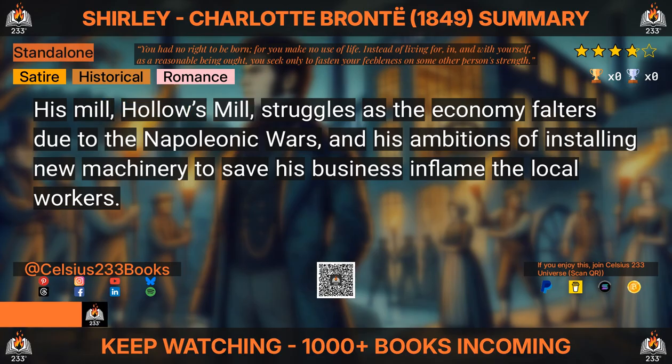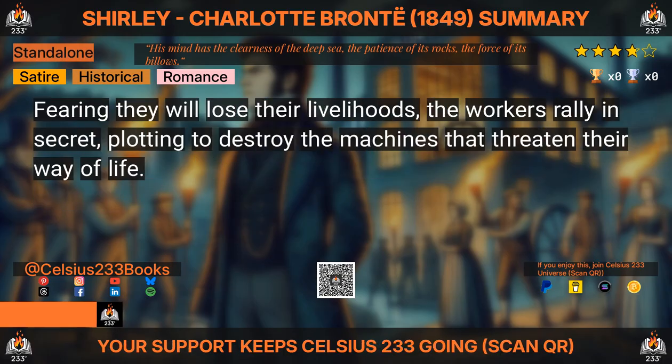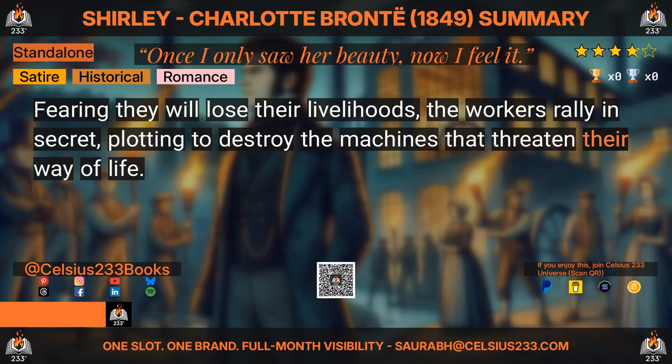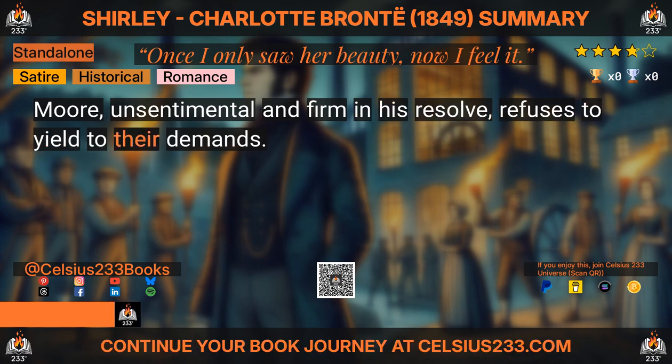His mill, Hollow's Mill, struggles as the economy falters due to the Napoleonic Wars, and his ambitions of installing new machinery to save his business inflame the local workers. Fearing they will lose their livelihoods, the workers rally in secret, plotting to destroy the machines that threaten their way of life. Moore, unsentimental and firm in his resolve, refuses to yield to their demands.